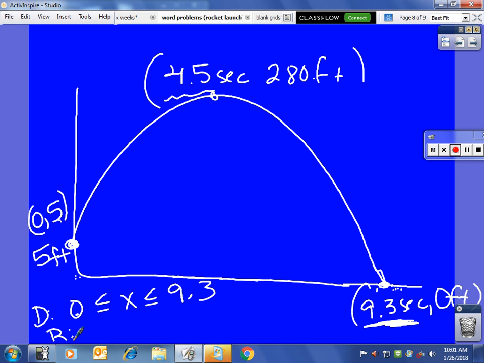Some kids told me 5 was the lowest y value. Well, if it went straight up and straight back down and landed on the platform, then yeah, 5 would be the lowest y value. But it starts at 5, that's true. But did it ever get lower than 5? Yeah, when it landed. It landed on the ground. We're going to assume it landed on the ground. So the lowest height would be 0. What's the highest height? 280. And all of the other y values are somewhere in between. Are we good with that?